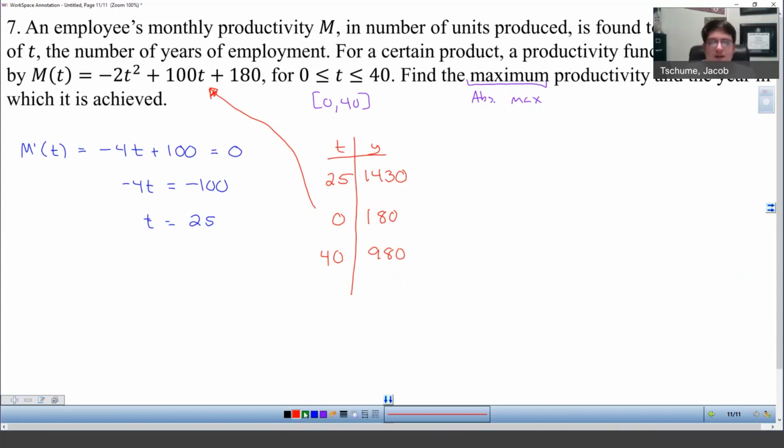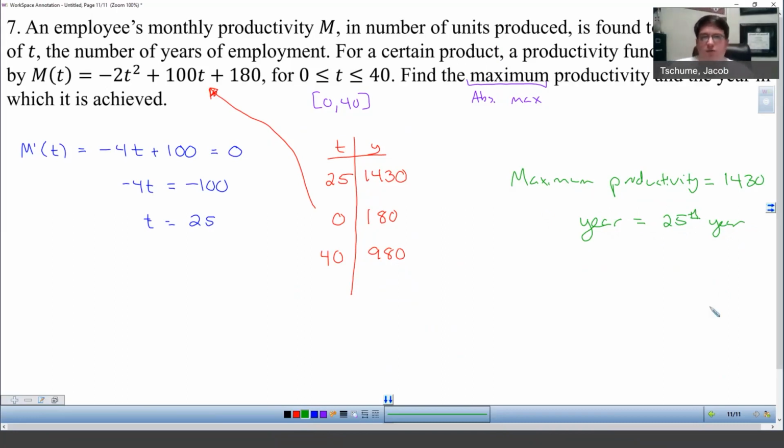So it says, find the absolute maximum productivity. Well, based on this, your maximum productivity is going to equal the largest number you found, which is actually equal to 1,430. And the year in which it occurs is in the t value. So that would be the 25th year. So based on this data and based on this function, an employee is the most productive in their 25th year of employment, starting from their 0th year, which is when they're hired, up to their 40th year when they retire.